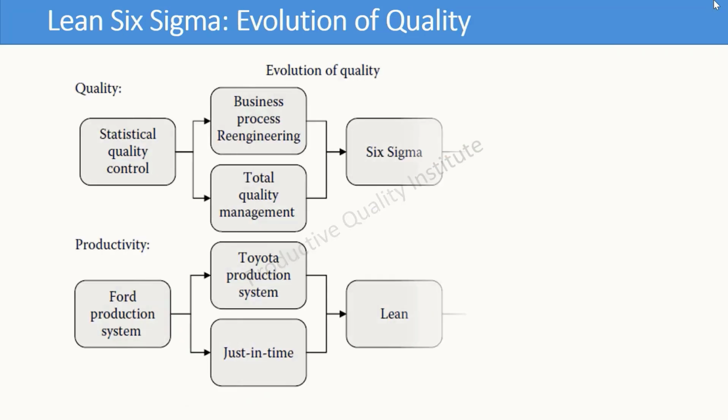Starting from statistical quality control, we have the business process re-engineering and total quality management. When we combine both of them together, we create Six Sigma. And when starting from the Ford production system, we have the Toyota production system and the philosophy of just-in-time. When we combine both of them together, we create Lean. Integrating Lean to Six Sigma creates the Lean Six Sigma system. This integration will be done through several tools and techniques. We will learn them during the course.